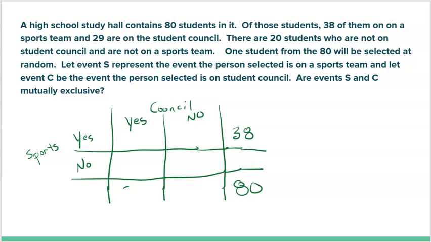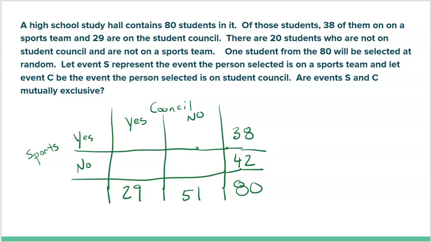So yes, student council, 29 total. Now, the other thing I was told, well, give me one more second. Now, let's think logically here. If 38 kids said, yes, I'm on a sports team, well, if there's 80 kids in the room, then I can imply that 42 are not on a sports team. If 29 kids said, yes, I'm on student council, well, that would imply that 51 are not in student council. That's just simple math. 80 minus 29, 80 minus 38.